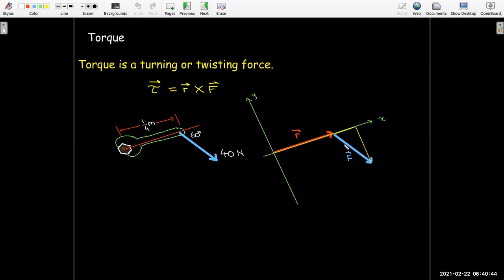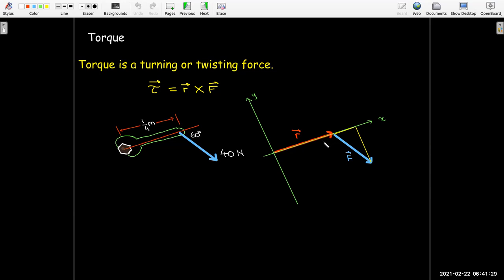Well, to make it easier, I'm going to put the x-axis directly on the line of the wrench. The y-axis is going to be parallel. And then let's think about our right-hand rule. If I put my index finger on the x-axis and my middle finger on the positive y-axis, then my thumb is going to point straight out of the board. And so that tells me that the z-axis is pointing out of the board, or out of the screen towards me.